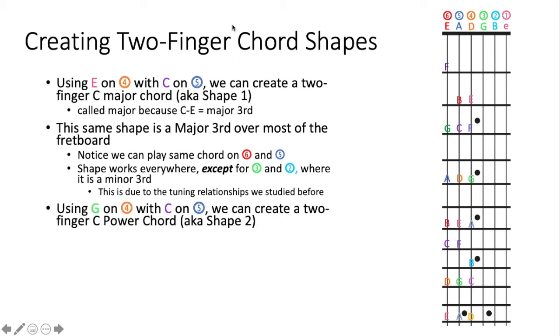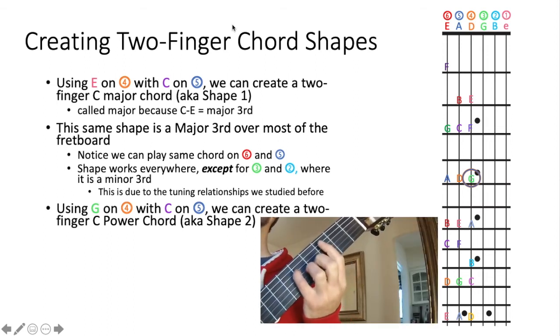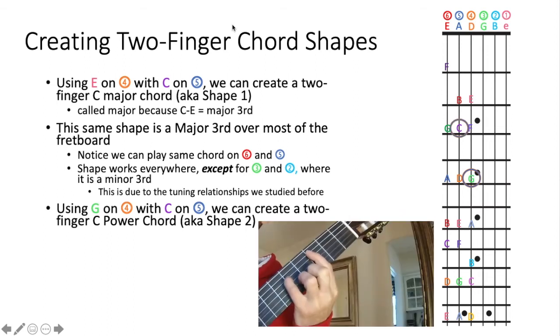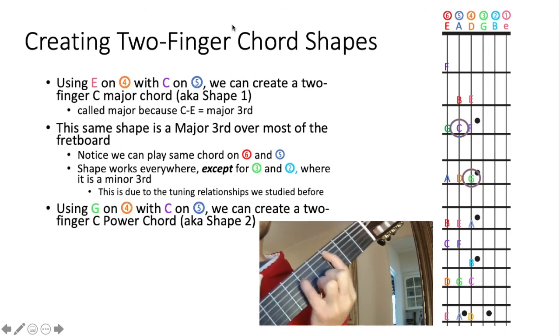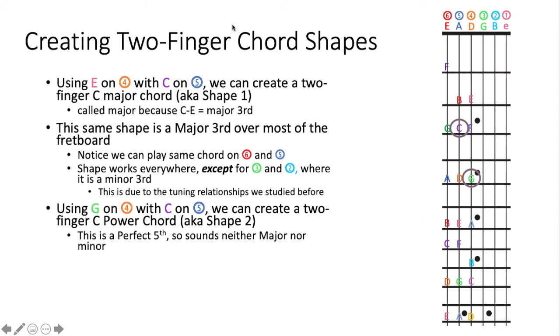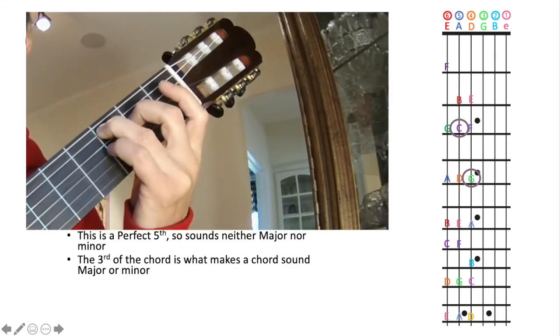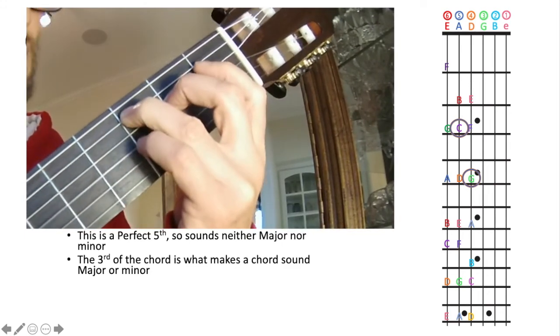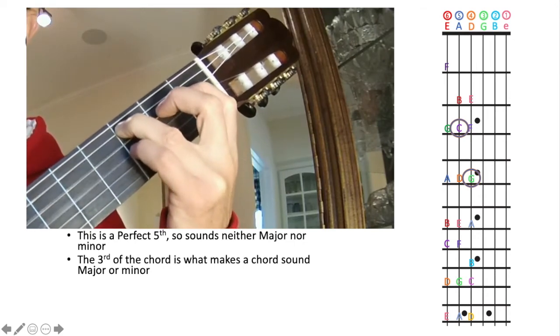All right, now using G on 4, let's make what I call shape 2, or a power chord. So grab G on the 5th fret of the 4th string, and then add that to C on the 5th fret 3rd string. This is the shape 2, which is a power chord. This interval is called a perfect fifth, and it sounds neither major nor minor. As I said earlier, it's the third of the chord that determines whether it's a major or minor chord. For example, I'm playing a C major chord. If I change the third, which was E, to E flat, it sounds minor.